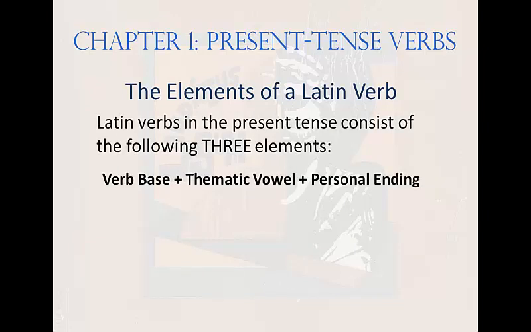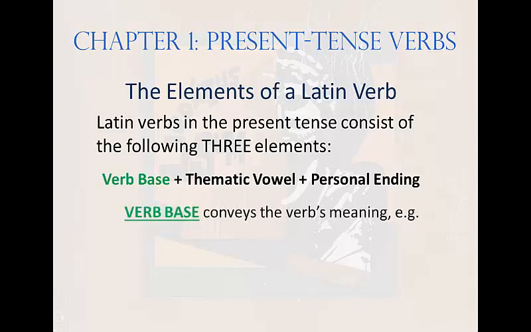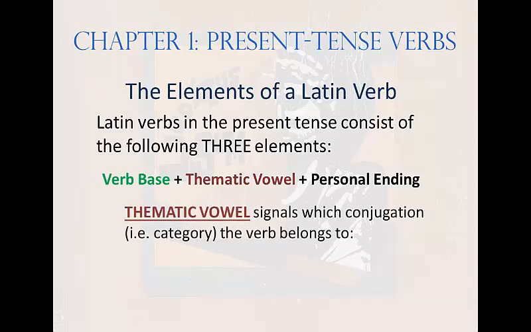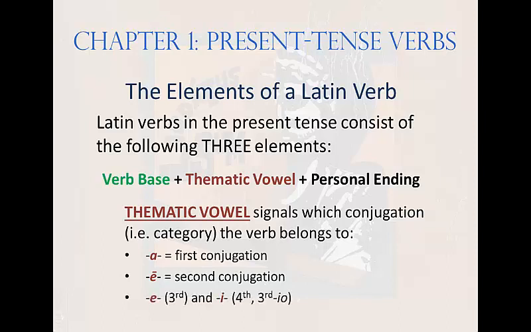Latin verbs in the present tense consist of 3 elements: the verb base, the thematic vowel, and a personal ending. The verb base conveys the verb's meaning. For instance, AM conveys the sense of love. LAUD, praise. DUC, lead. The thematic vowel signals which conjugation or category the verb belongs to. A is the thematic vowel for the first conjugation. Long E is the thematic vowel for second conjugation. Later we'll learn that short E signals third conjugation, and I signals fourth and third IO.